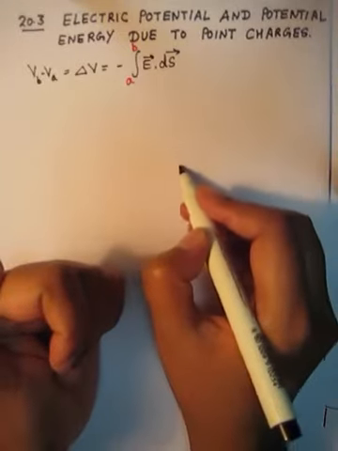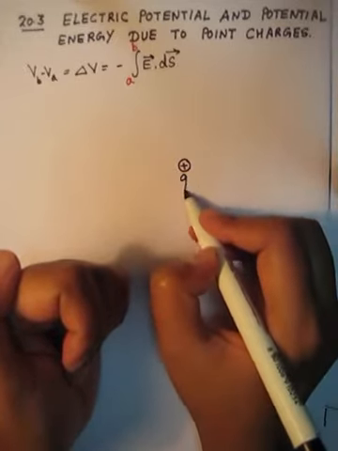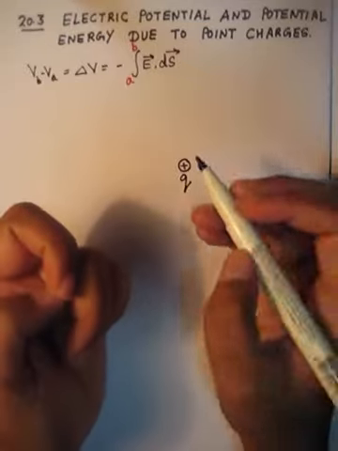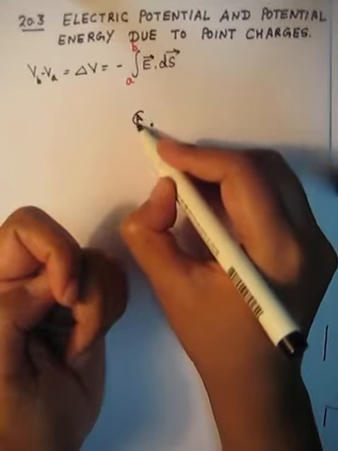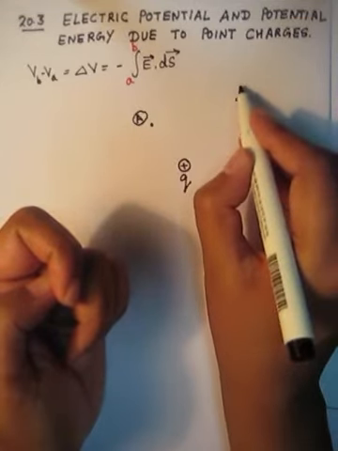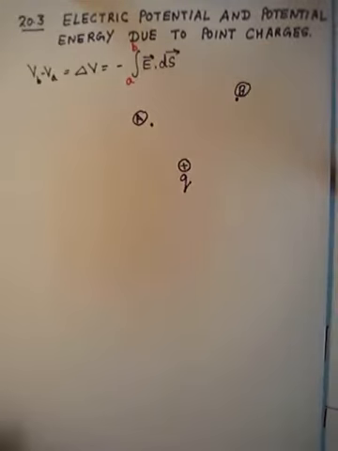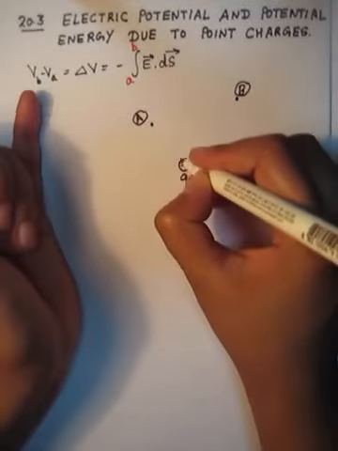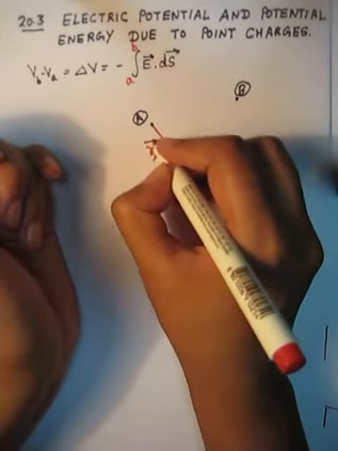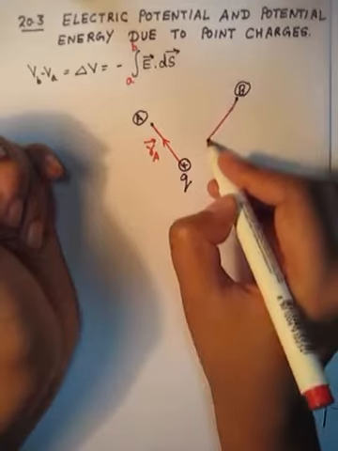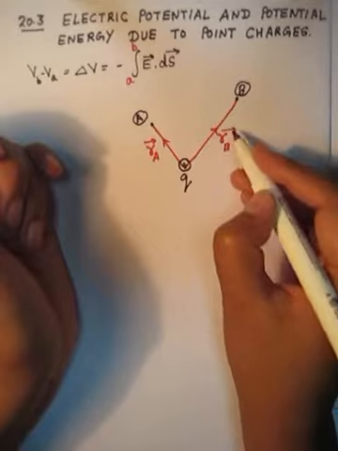Now when we are talking about a point charge, let us say we have a point charge Q, and we are moving from one point A to another point, suppose it's somewhere here, B. The vector from this charge to A will be the RA vector, and the vector from the charge to B will be the RB vector.